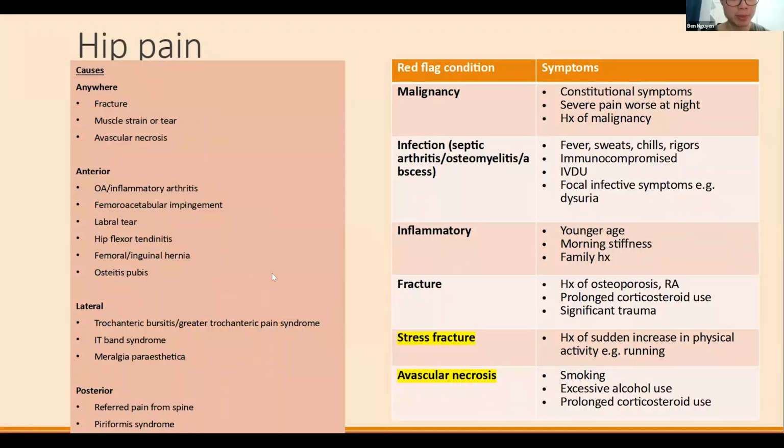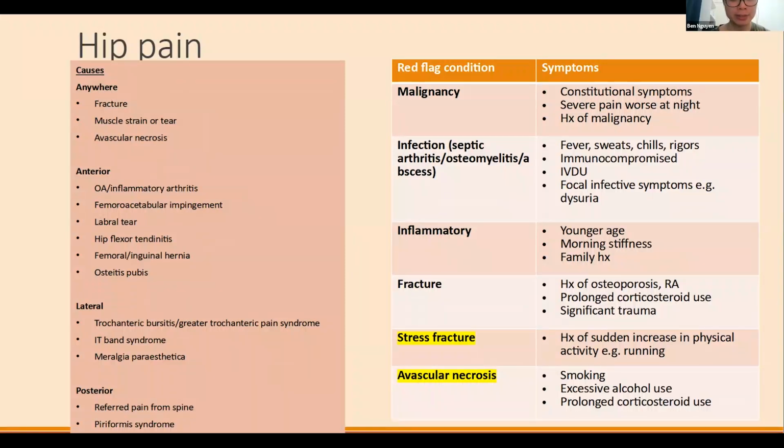Yeah, the rest you can sort of just remember the buzzwords, which I have in the next slide. The red flags are actually pretty similar to the red flags for back pain, but with a couple extra ones added. So stress fracture is something that you commonly see in the hip as well. The buzzword for that is, let's say you have a runner whose running regime usually consists of 10 Ks a week, and then all of a sudden they increase it to like 20 kilometers a week. That sudden increase in physical activity can predispose you to a stress fracture.